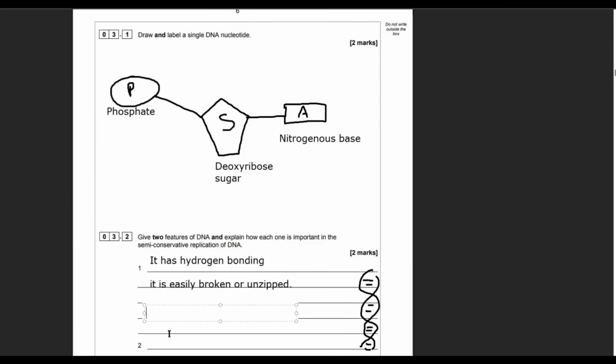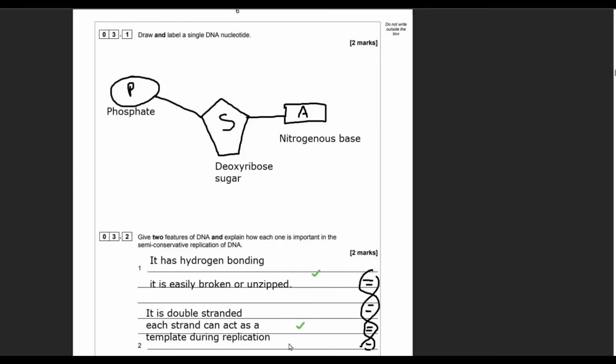What else can we say? Oh, it is double stranded. Of course, it's got a double helix. We could talk about the sugar phosphate backbone protecting the DNA and reducing the chances of mutation. But it specifically wants us to talk about it in terms of semi-conservative replication. So I'm going to say it's double-stranded. Each polynucleotide strand, let's just say each strand can act as a template during replication. And that sounds pretty good. That'll get us 2 marks.